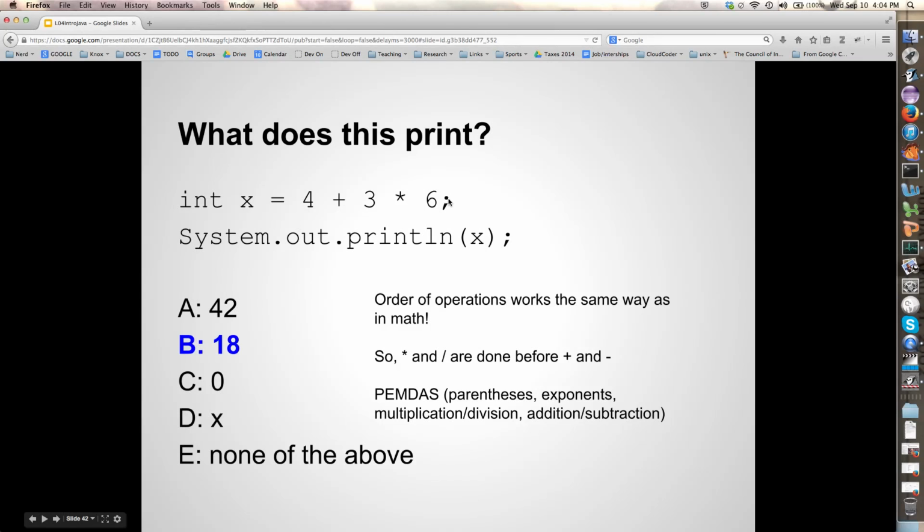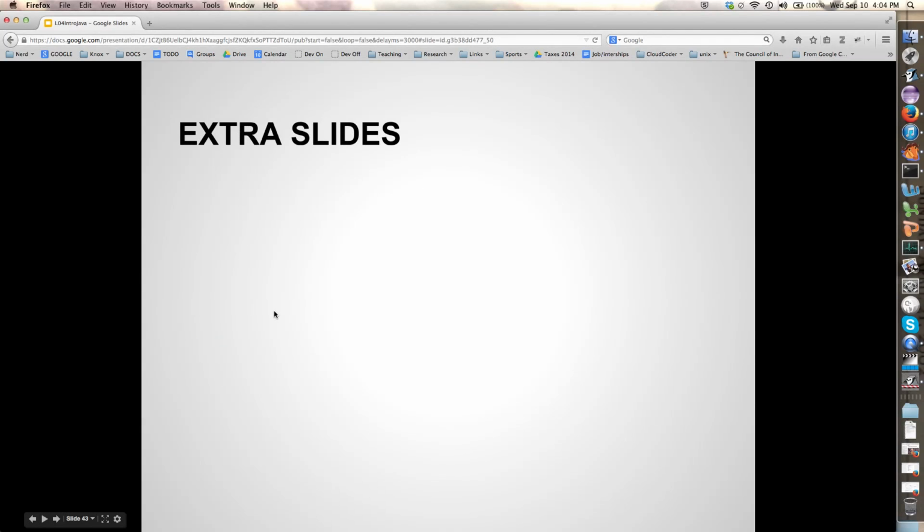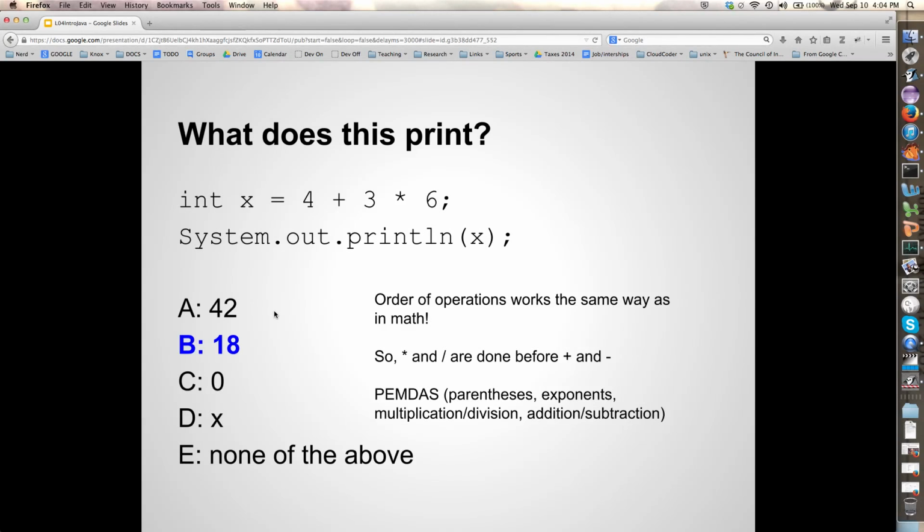Anyway, 6 times 3 is 18, plus 4 is 22, right? There's an order of operations issue here. You have to do the multiplication before you do the addition, just like you learned in math classes. So remember PEMDAS: parentheses, exponents, multiplication, division, addition, subtraction. There's actually a few more arithmetic operations that we'll learn, but that's what we've got for now.